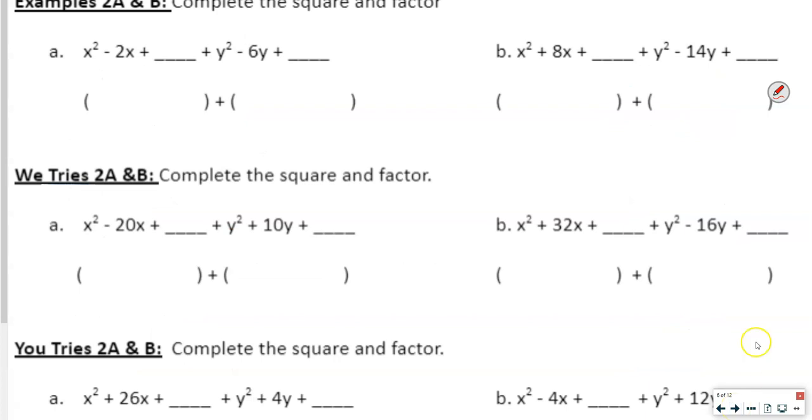Let me see if I can pull this up or down. Let me see if I can pull this down.